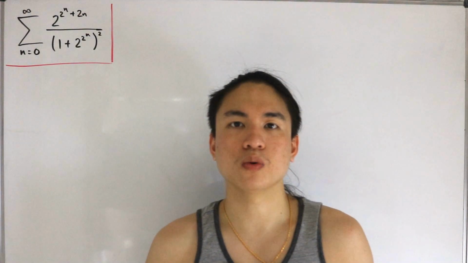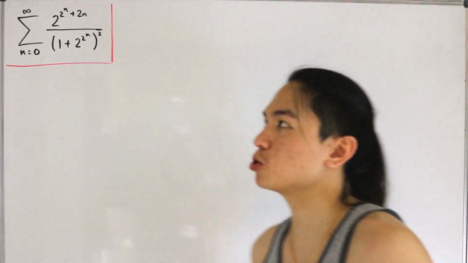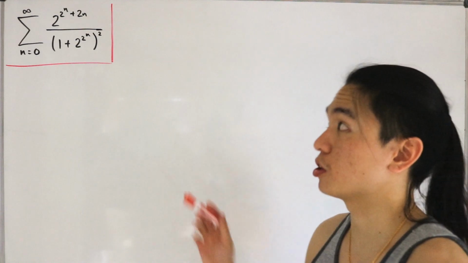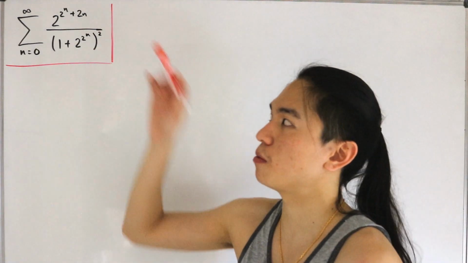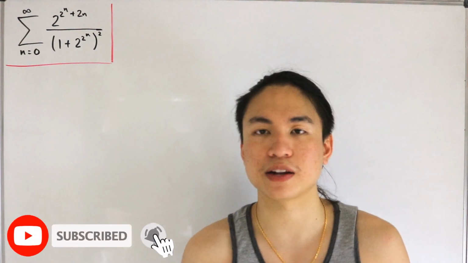Okay, so welcome back to another video. So here we have an infinite sum we'll be dealing with. We have 2 to the power 2 to the power n plus 2 times n, so that exponent's all by itself. All this being divided by 1 plus 2 to the power 2 to the power n, that quantity, and then square.